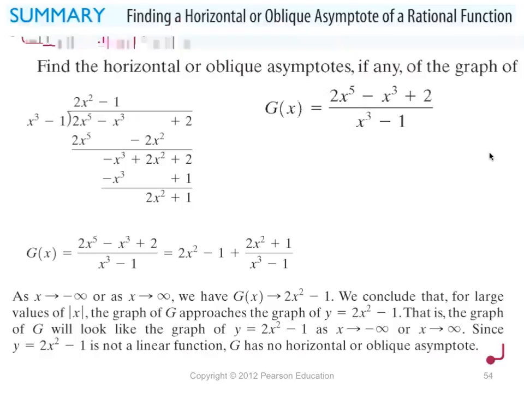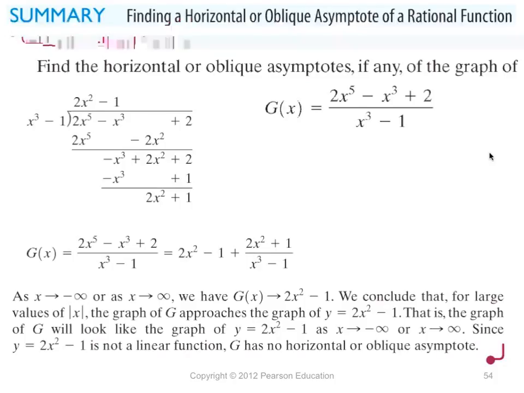So here's a nice summary. This can be found in your textbook as well. But basically what you need to remember is that if your function is proper, so that the degree of the numerator is smaller than the degree of the denominator, then y equals 0 is going to be your horizontal asymptote. If the degrees are the same, then you divide the coefficients that are out front. If the degree of the numerator is 1 more than the degree of the denominator, then you're going to have an oblique asymptote, which is going to be found by dividing.